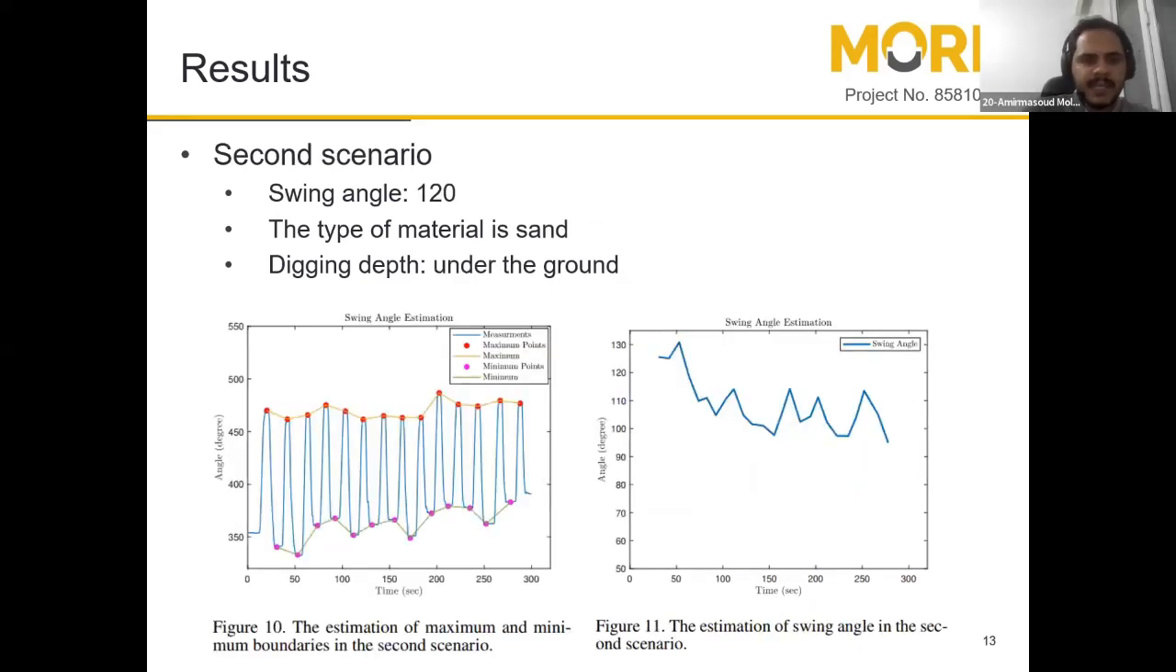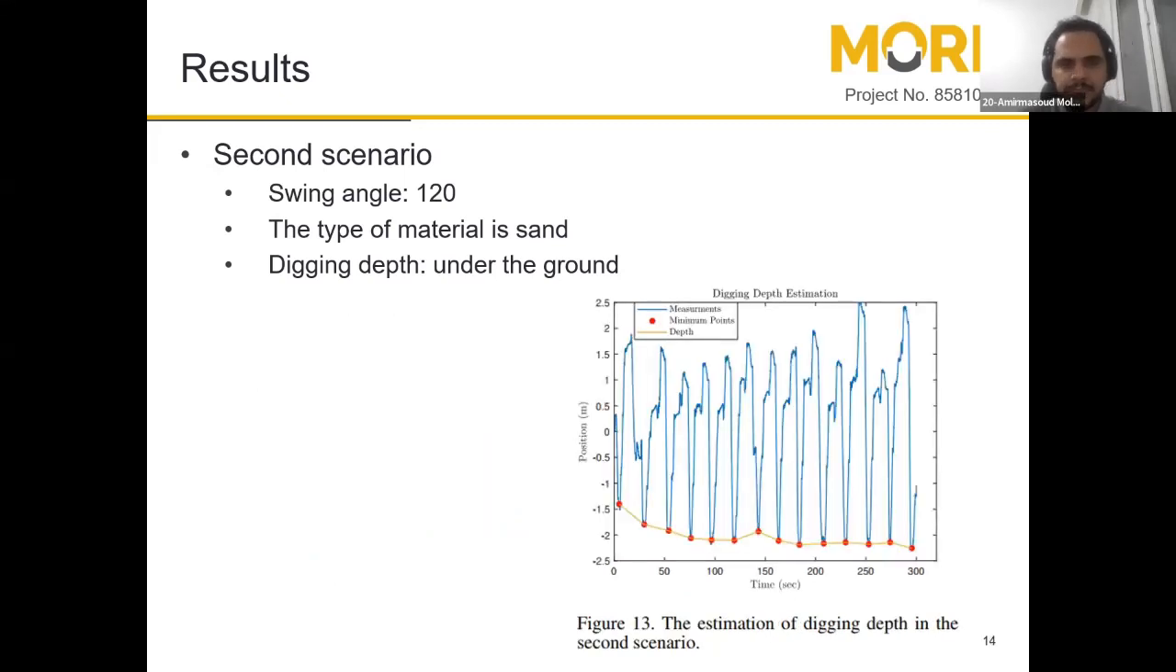For the second scenario, we tried to fix the swing angle around 120 degrees, and the type of material is sand. In this experiment, the digging depth is under the ground. As you can see, the method can also correctly detect the correct maximum and minimum points, and after that we can easily calculate the swing angle of the operation.